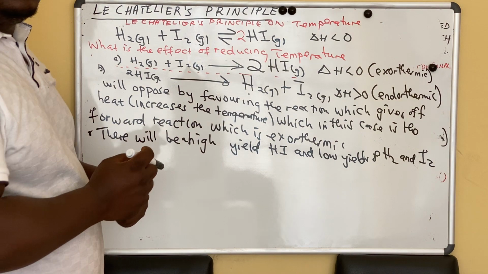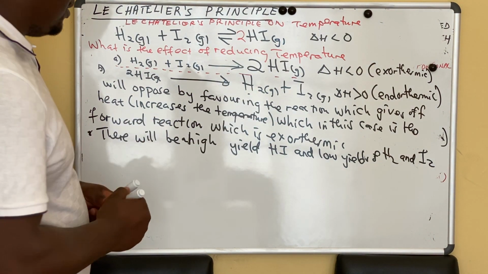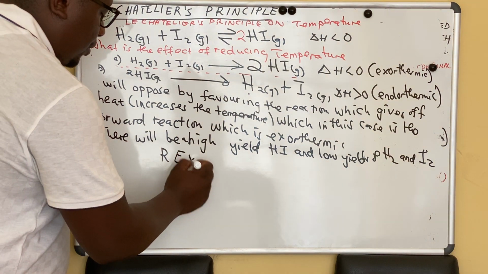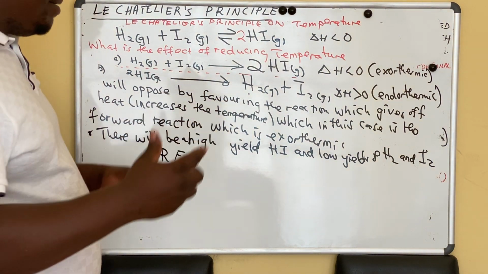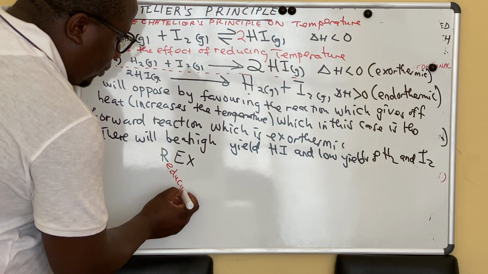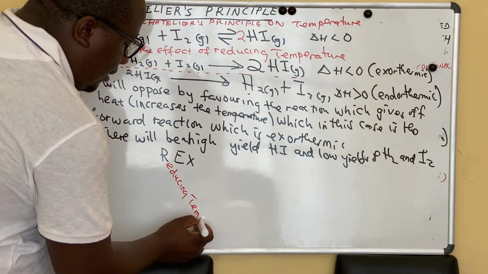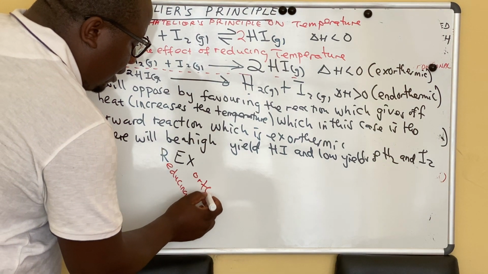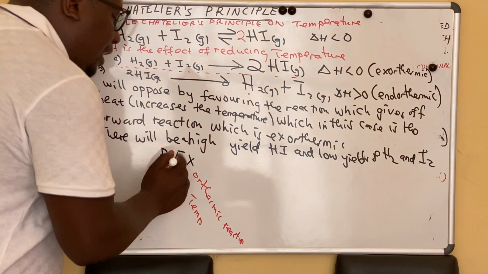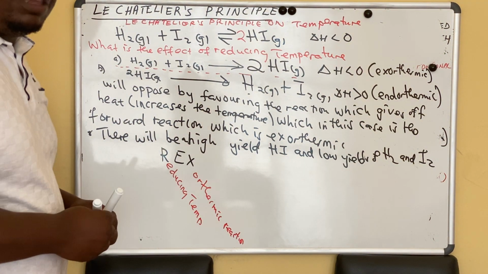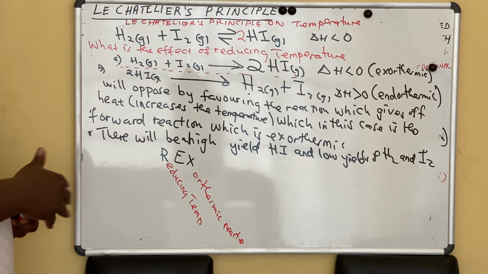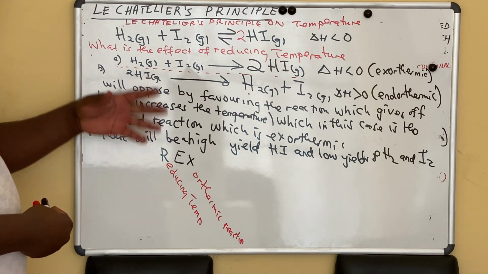Maybe some of you love pets. Maybe some of you love dogs. I had a dog that I called Rex. So it's one thing that I use to remember. Rex for me means: Reducing temperature favors the exothermic reaction. That is how I remember it. So once I reduce the temperature, I know that I must favor the exothermic reaction. So therefore, if I am to increase the temperature, the opposite is true. We favor the endothermic reaction.